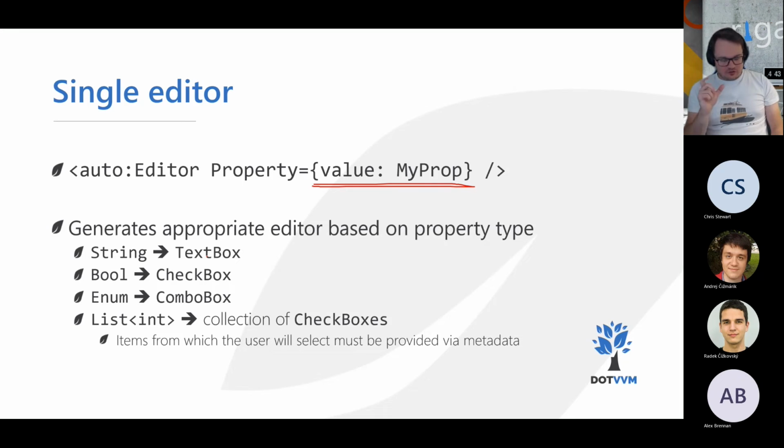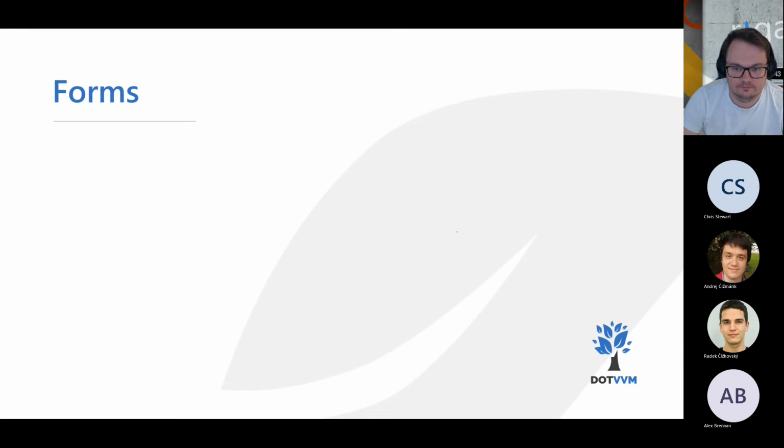And if it's a collection of some scalar values, for example, integers or strings or things like that, then DotVVM Auto UI will render a collection of checkboxes. And basically, if the user selects some checkboxes, the appropriate IDs will be added into this collection. This needs the selection attribute. Otherwise, the framework wouldn't know from which objects you want to select. So I will need to decorate this property with the selection attribute.